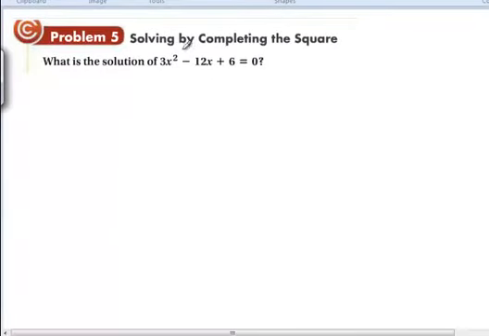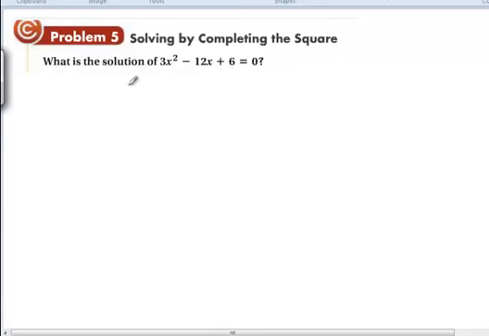Here, solve by completing the square. What is the solution of 3x squared minus 12x plus 6 equal to 0? As we mentioned before, the first thing in solving these kinds of equations is to change a to be 1. The equation is ax squared plus bx plus c equal to 0, and we change a to be 1.